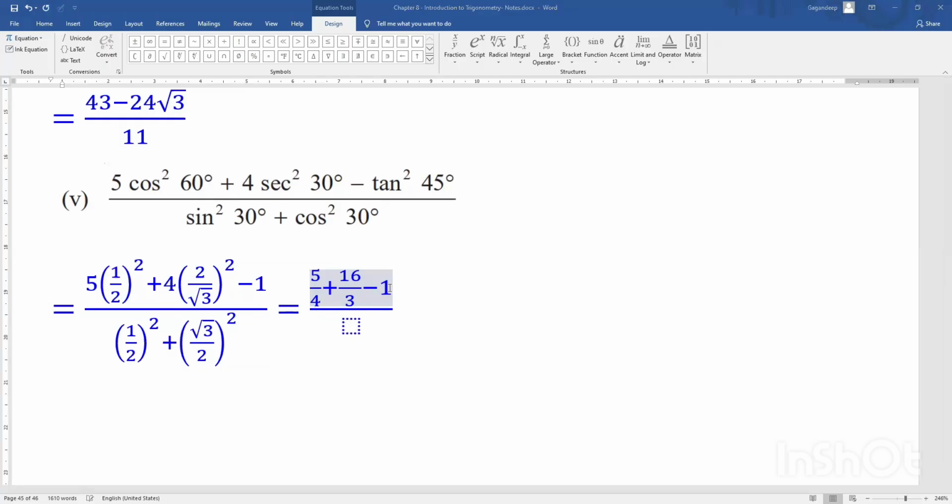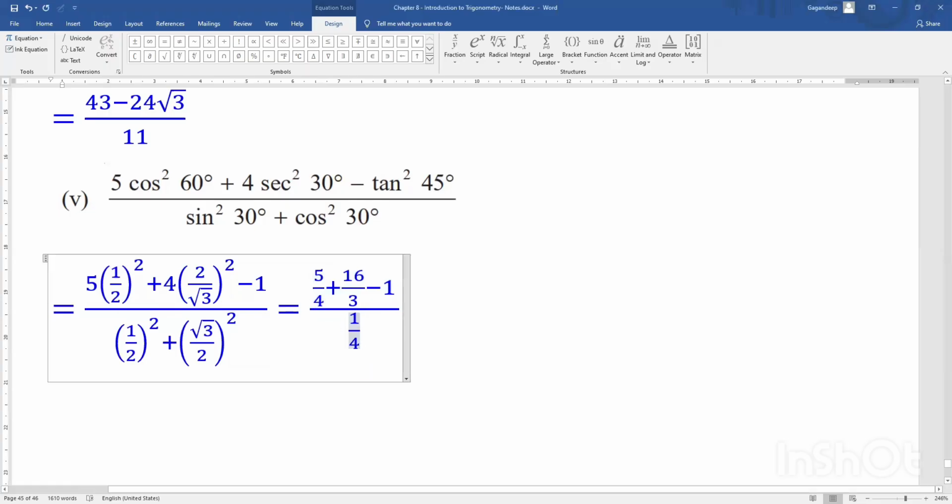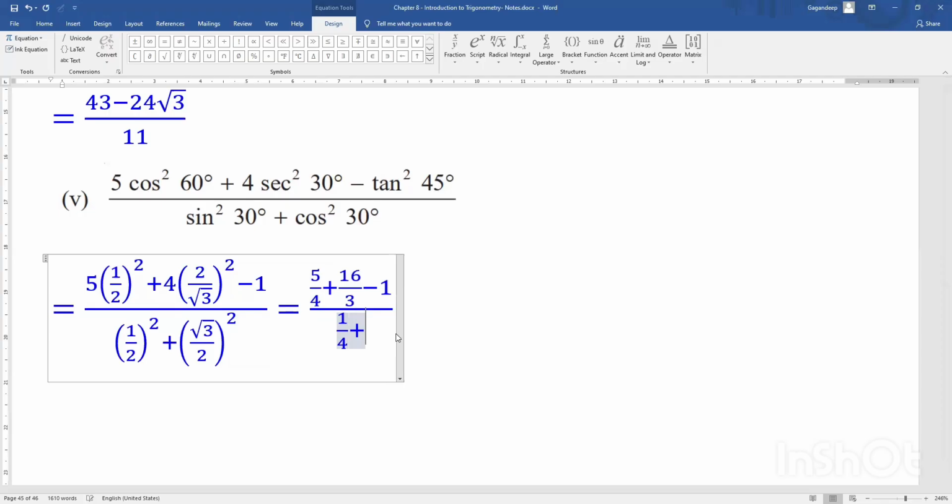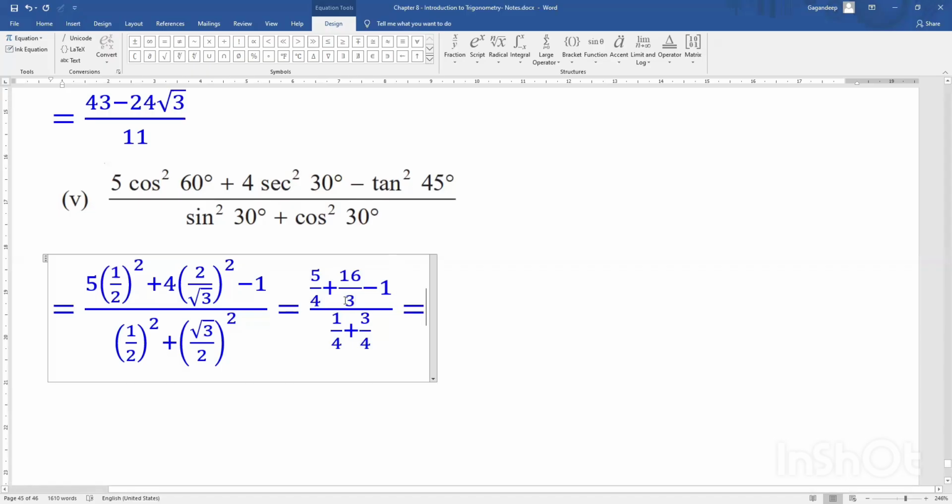Next one, in the denominator we have 1 by 4, because 1 by 2 whole square is 1 by 4. Plus root 3 by 2 whole square is, root 3 whole square is 3 and 2 whole square is 4. So I can write it as 3 by 4. Is equal to. Now we need to solve it. Now take the LCM in the numerator. So here the LCM will be 12. 4 into 3 is 12.